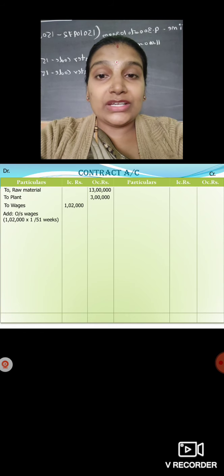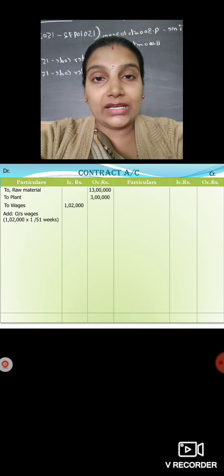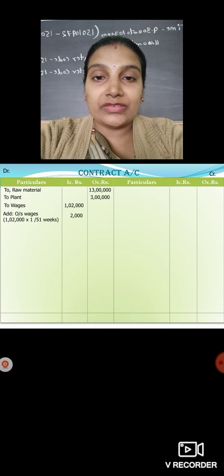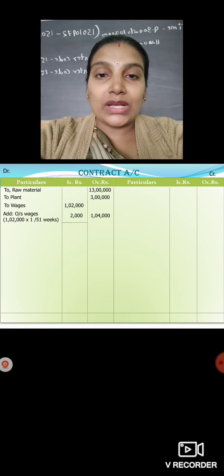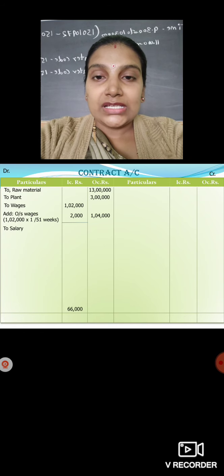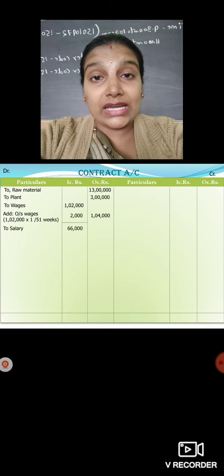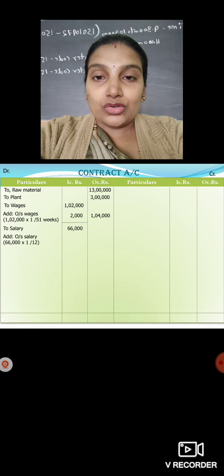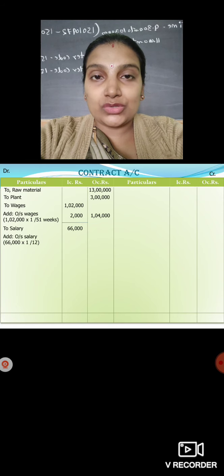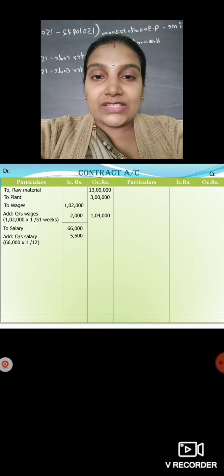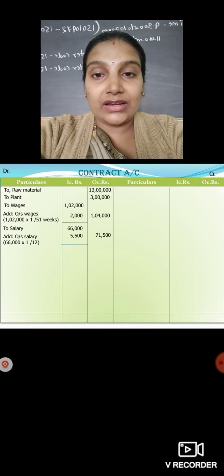So 1,02,000 into 1 divided by 51, as they have given outstanding it is for 1 week. So 1 divided by 51, how much will we get? 2,000 rupees outstanding we have. Okay, so 1,04,000 we have total wages. Then salary they have given 66,000, and this also has outstanding of 1 month. So 66,000 into 1 divided by 12, right? For 1 month we should consider. So we will get it as 5,500. So total salary we have 71,500.